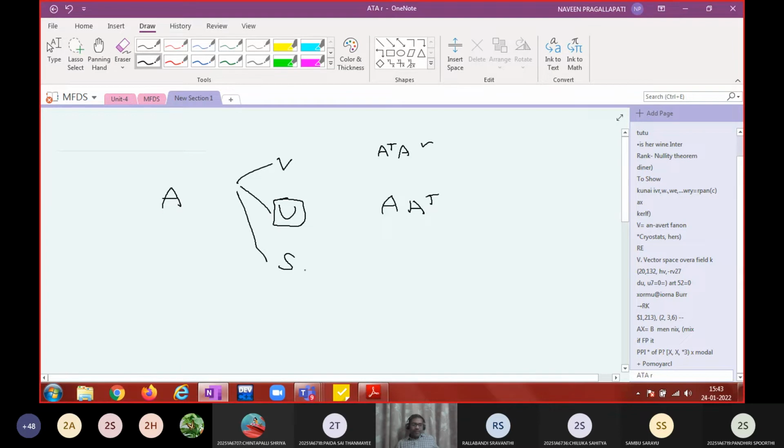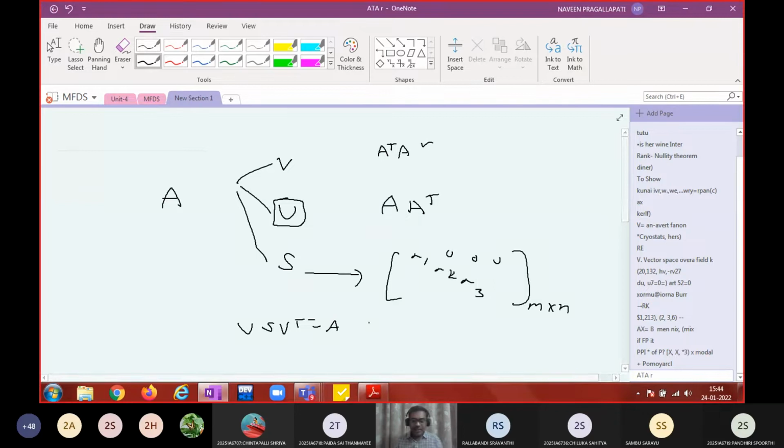And the remaining task is forming a matrix whose diagonal positions are filled with the non-zero singular values, arranged in decreasing order. Lambda 1 greater than lambda 2 greater than lambda 3 means obviously sigma 1 greater than sigma 2 greater than sigma 3. Fill up the remaining elements with zeros so as to form an m by n matrix. Later you show that U S V transpose equals A, and that completes the singular value decomposition. That will be demonstrated through an example now.